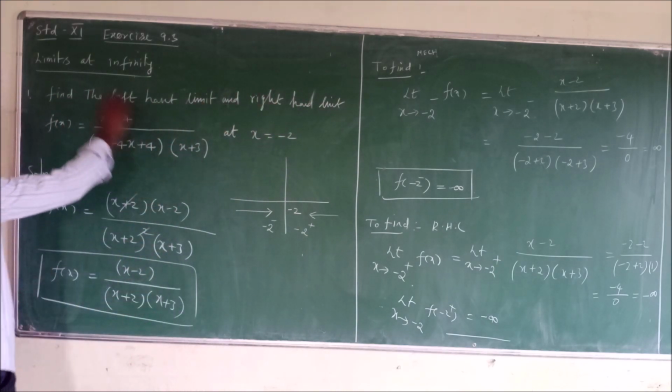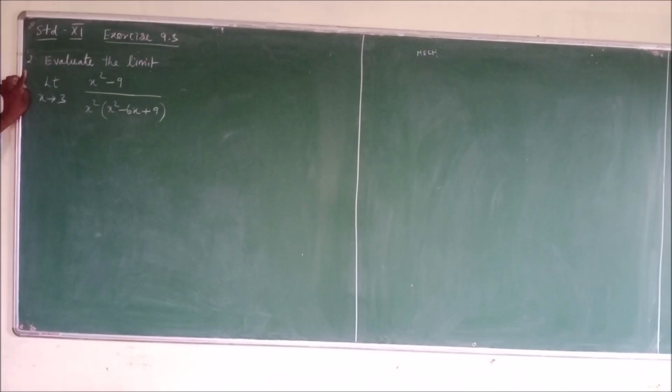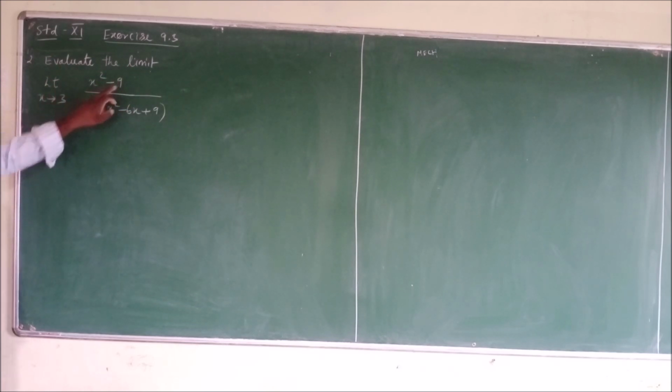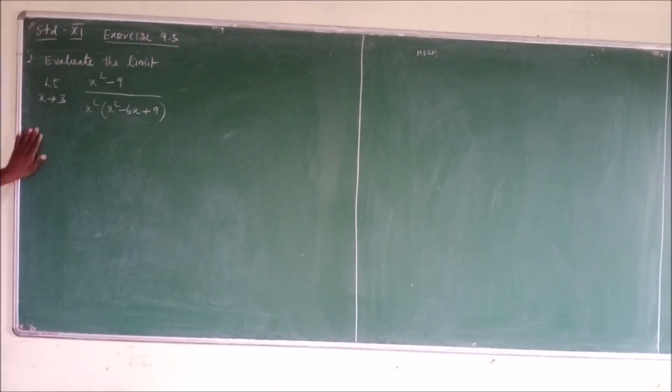The next topic is limits at infinity. Problem number 1: evaluate the limit as x tends to 3 of x square minus 9 by x square into x square minus 6x plus 9.